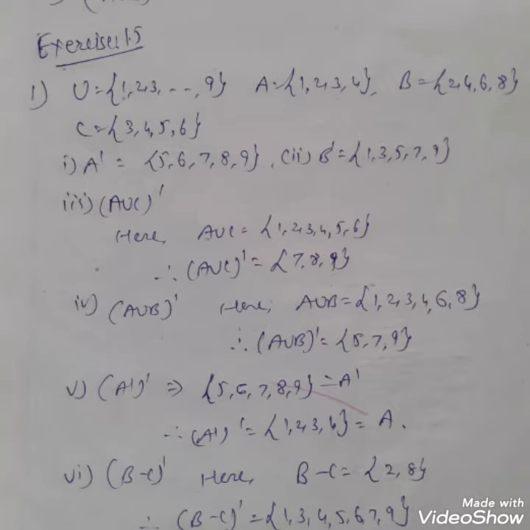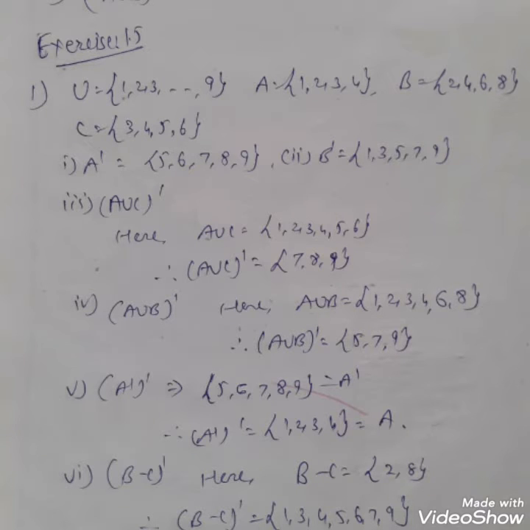Let us discuss the examples of exercise 1.5. The first question of this exercise: set U, the universal set, contains the first 9 natural numbers, set A contains the first 4 natural numbers, set B contains the first 4 even natural numbers, and set C contains 4 elements which are 3, 4, 5, 6.